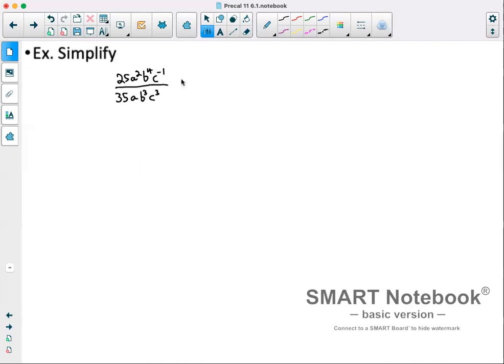Here's another one to simplify. 25a squared b to the 4 c to the -1 over 35a b cubed c cubed. So both of these are divisible by 5, so we'll do that first. We have 5 over 7. Then we've got a squared divided by a, so that's a. And then b to the 4 divided by b cubed, so that's b. And then c to the -1 divided by c cubed, so that would be c to the -1 minus 3, so that's c to the -4. To make it a positive exponent, it goes in our denominator and is c to the power of 4.